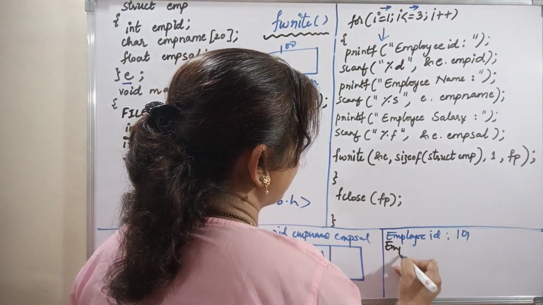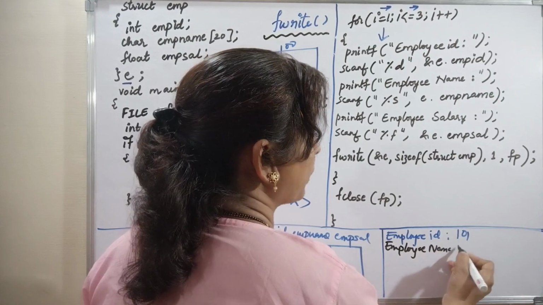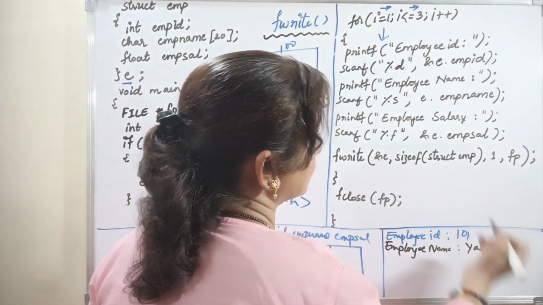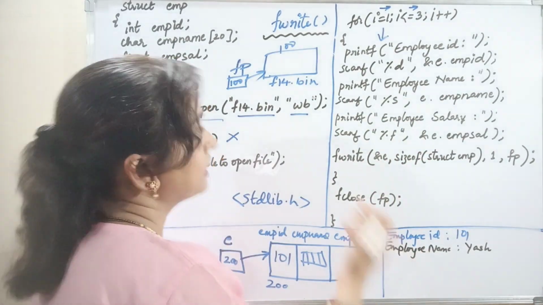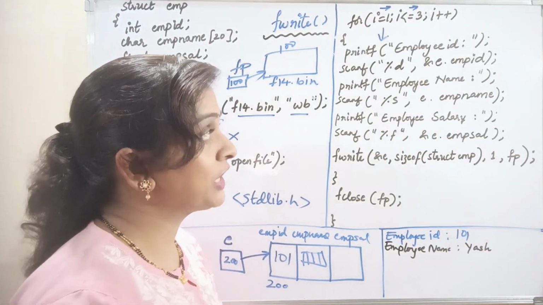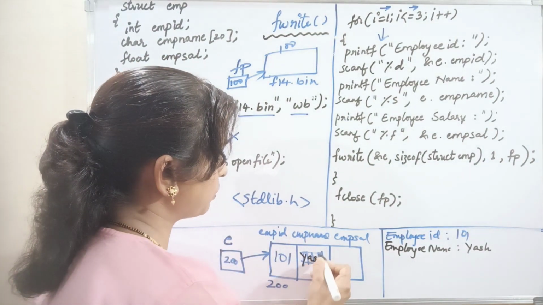I say employee name, so I need to enter it here. I say yes. Then I'm going to store that string in e.emp name. Again, the array name acts as a constant pointer, so I just say e.emp name.